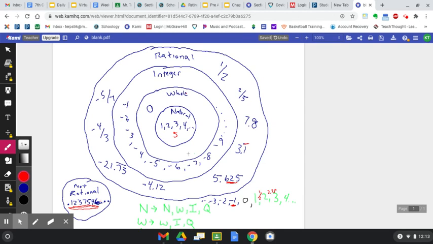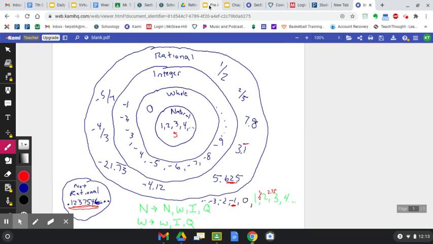All right. So if you find it in here, it's natural, whole, integer, rational, right? If it starts in here, it's whole, integer, rational. If it starts in the integer, a negative whole number, it's just an integer and a rational. And then if it's a fraction or decimal, that just belongs to the rational set.